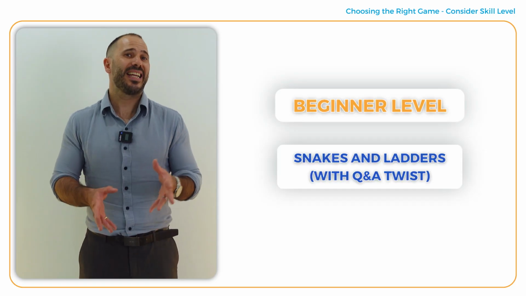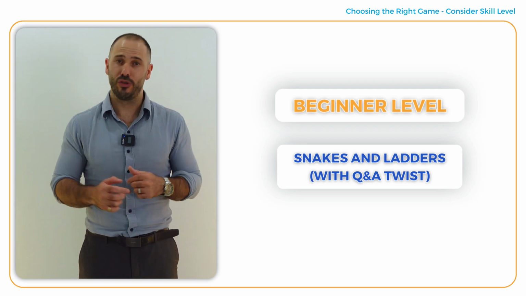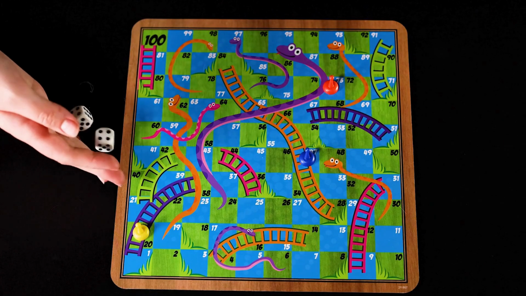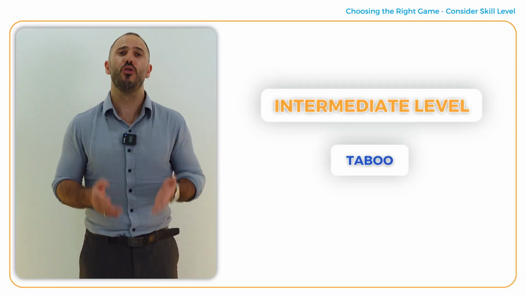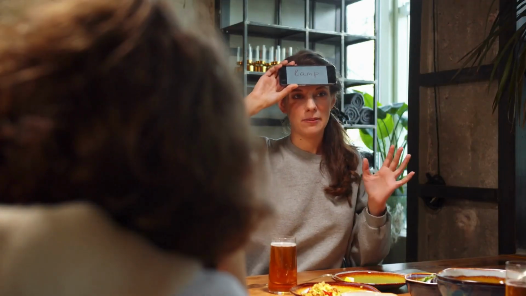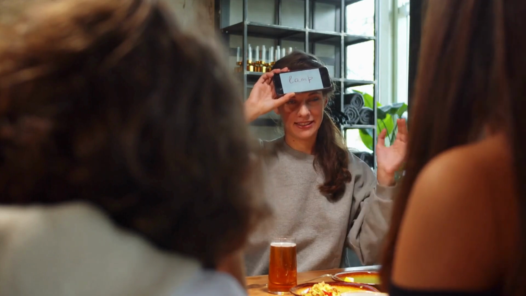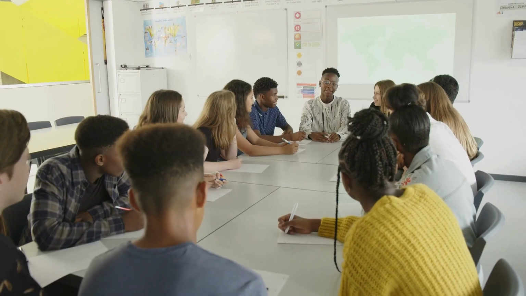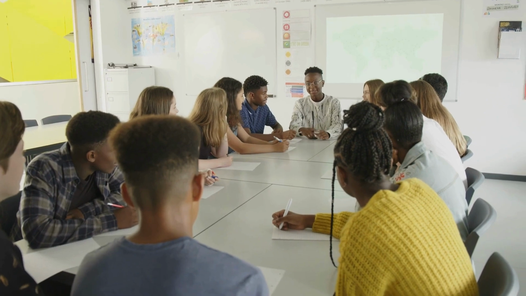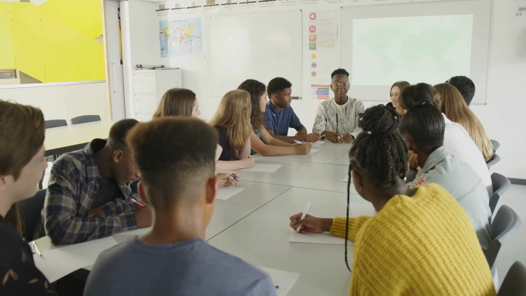Beginner level, snakes and ladders with a Q&A twist. Each space has a question the students must answer before moving forward. Intermediate level, Taboo. Players must describe a word without using certain related words. Advanced level, the Sheriff of Nottingham. This game requires students to negotiate, persuade, and justify their answers in English.